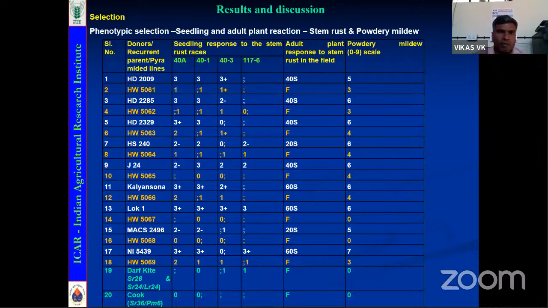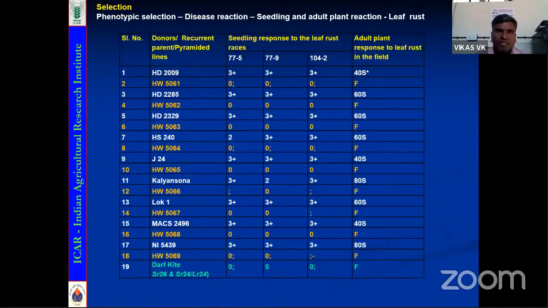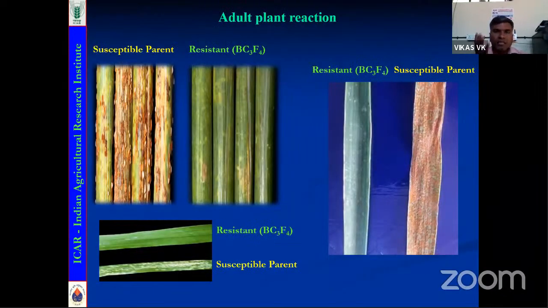This is a series of crosses of introgression lines. You can see there are nine introgression lines in different backgrounds, and most of the backgrounds are giving a resistant reaction. Similar is the case for leaf rust at the seedling stage and also at the field stage. The susceptible parents are giving a susceptible reaction of 3 plus in the seedling, and introgression lines are giving 0; or 1. The same situation is there in the adult plant reaction. It is around 40 to 60S in the susceptible parent, but it is free in the introgression lines. There are some pictures showing the resistant lines and the susceptible parent.